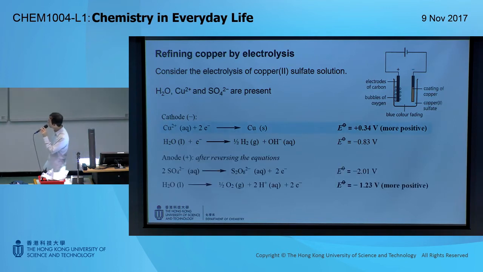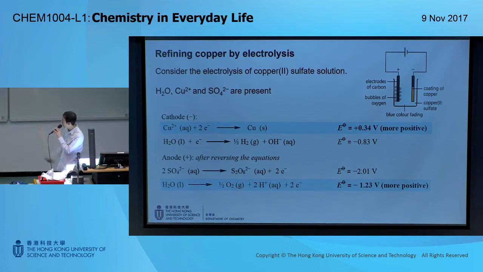And at the anode, we are going to reverse the equation of the oxidation of sulfate ion to persulfate. This equation can be found towards the bottom. Sulfate is very difficult to oxidize, so this one is towards the bottom. The E value is minus 2.01. But water can also be oxidized to oxygen, and that is minus 1.23 after reversing this equation. So this is the more positive one, and we predict that at that side we are going to produce oxygen gas. So this is what we see, oxygen gas bubbles at that side and copper metal at the other.